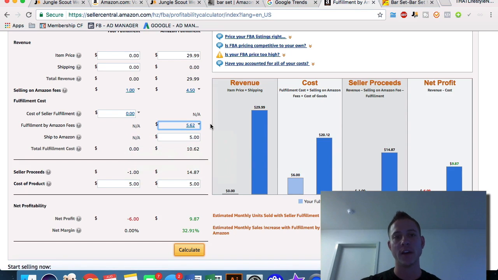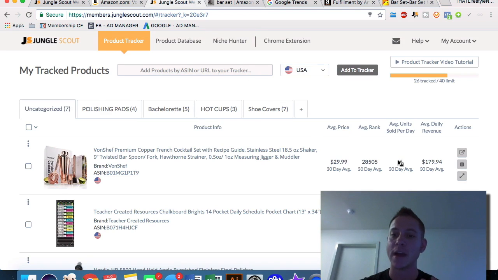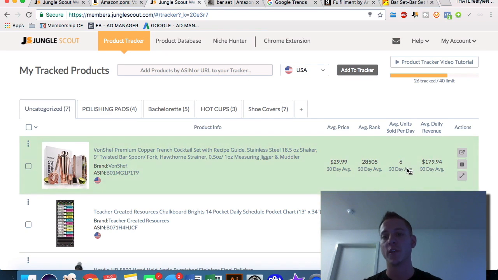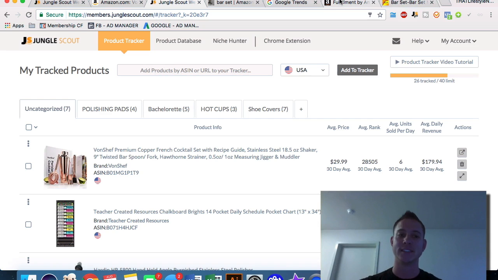And then after all that, cost of goods sold, fulfillment by Amazon fees, referral fees, and cost of product, we do see that we're making about $10 profit per unit. And then we multiply that $10 profit per unit by the 6 units per day over a 30-day average, and we get a $60 profit per month.